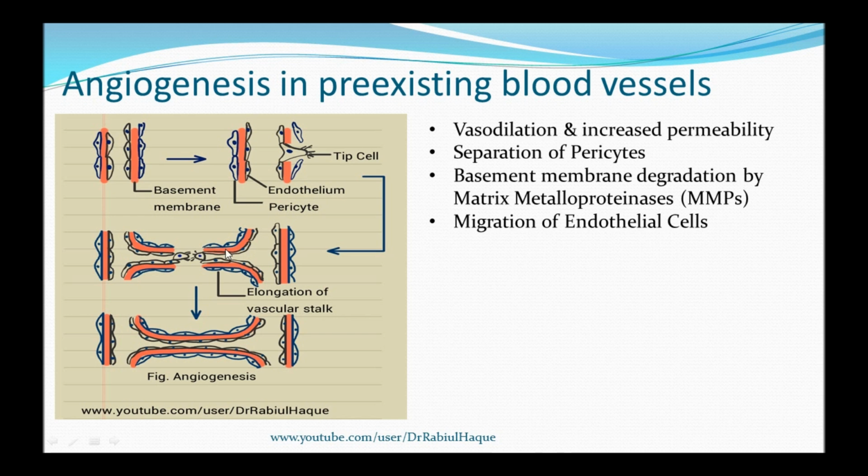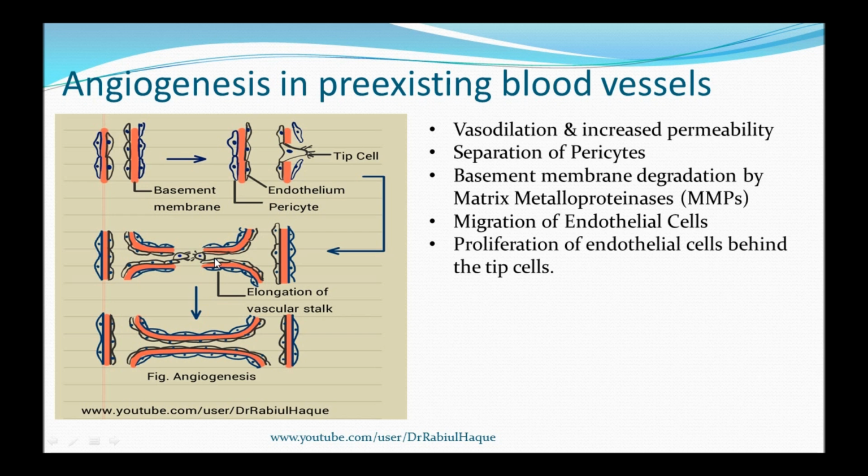They are migrating towards the stimuli, and what is happening behind them? Behind the leading front, or behind the tip of the migrating cells, we can see proliferation of endothelial cells. So it's like a leader is leading and the remaining endothelial cells are following. Wherever the leading front will go, the proliferating endothelial cells will follow.